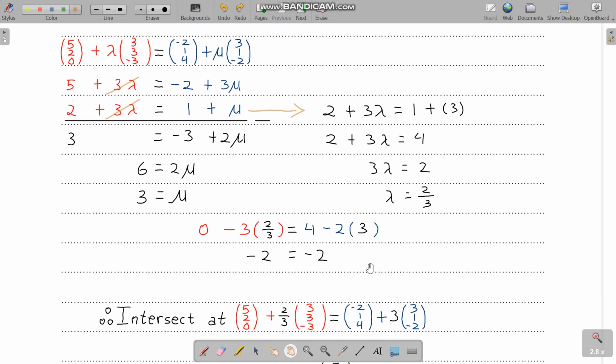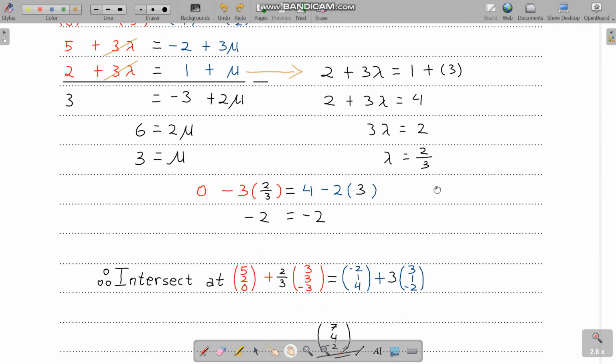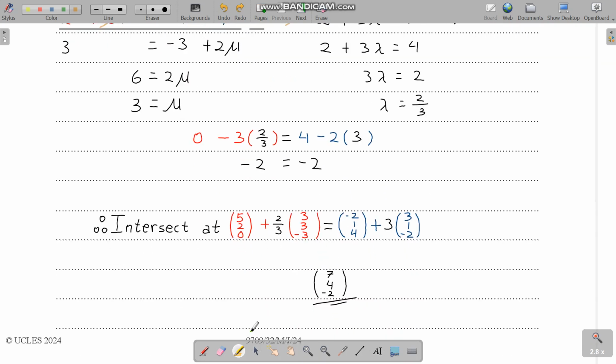So the question is to find the point of intersection. We can use the red or the blue vector equation using lambda and mu. If we use the red one or the blue one, it doesn't matter, we will get exactly the same result, which is (7, 4, -2).